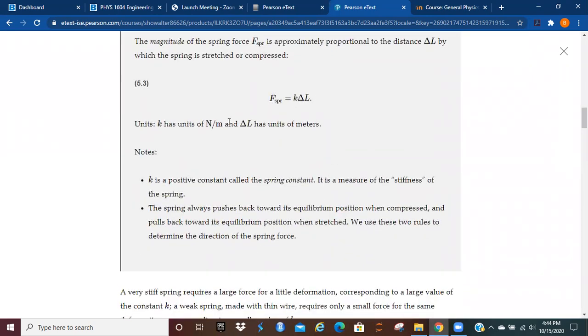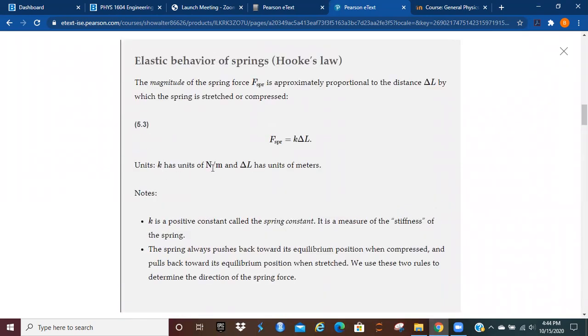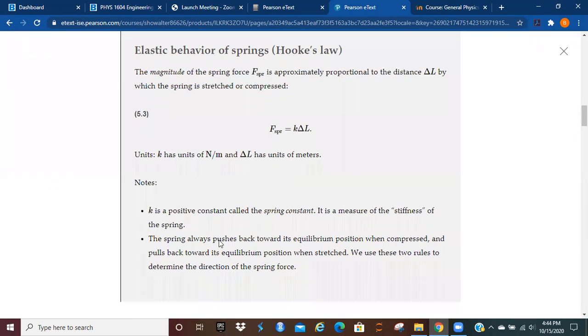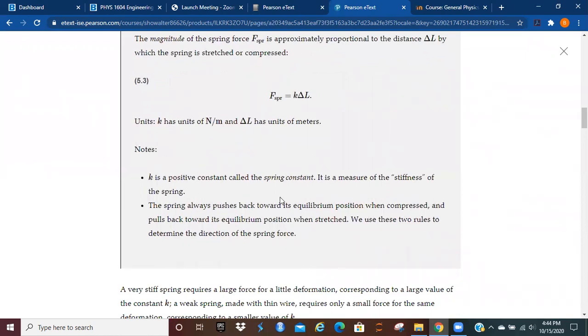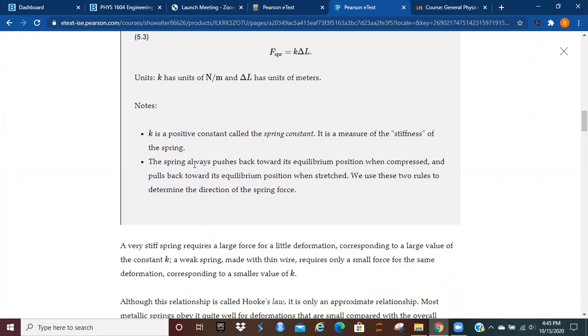Again, K is going to have units of newtons per meter, which makes sense since you're multiplying that by the displacement to get the force, and force is measured in newtons. Delta L is, of course, going to be in meters. K measures the stiffness of the spring. The spring always pushes back towards its equilibrium position when compressed and pulls back towards the equilibrium position when stretched.